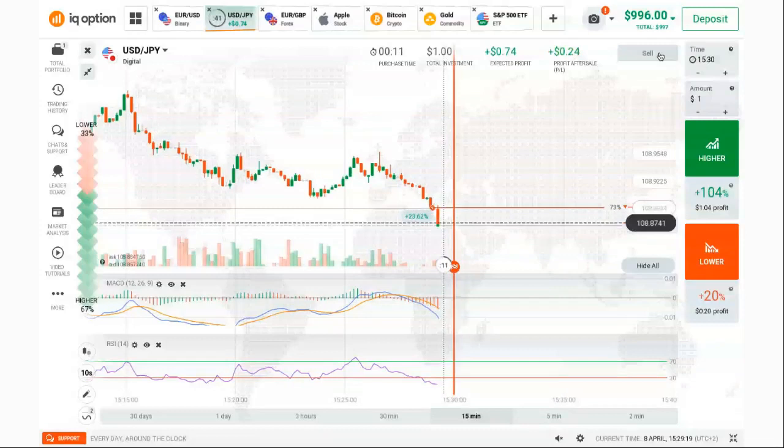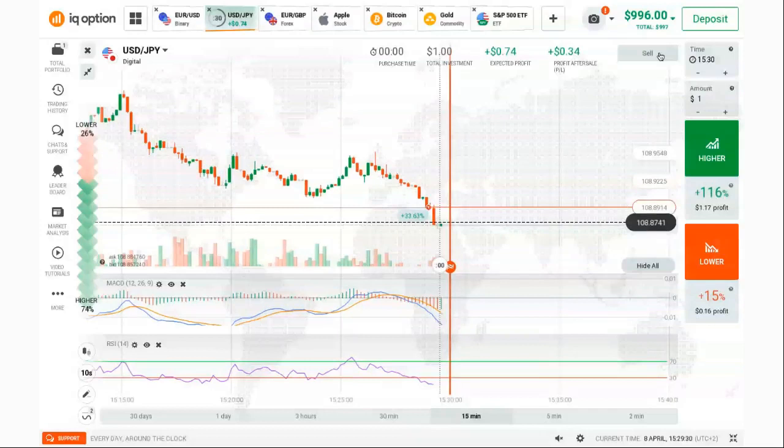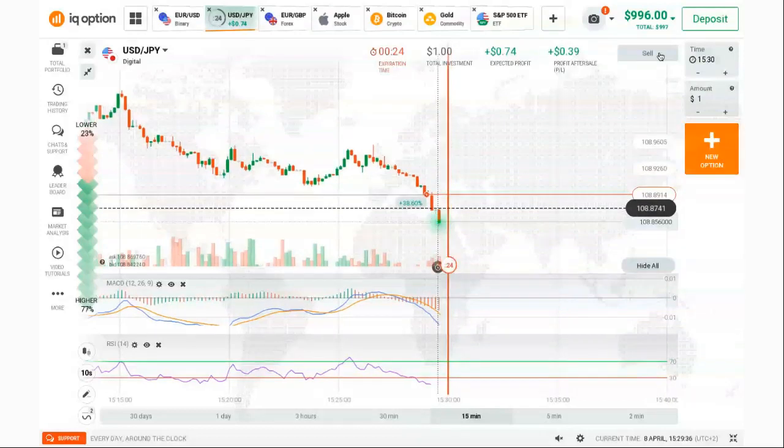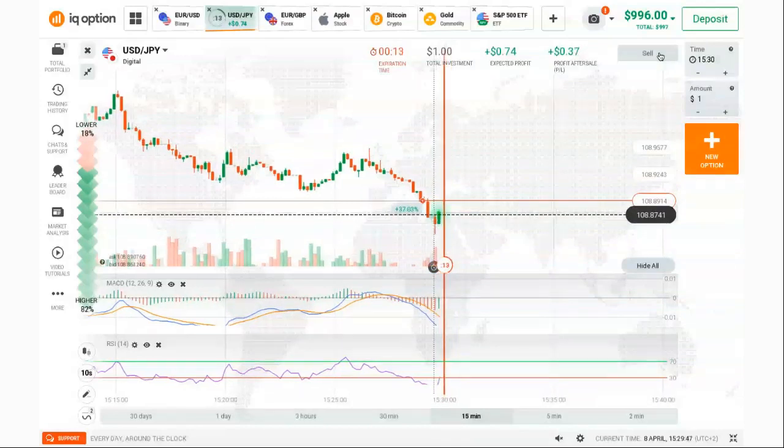If I sell early, can you see I can take some profit? I don't have to wait until the end. I can say that I'm happy with 28% profit or 33% profit, depending on the amount that you've invested. But I might say, no, it looks like it's strongly going down, so I'm going to stay on it and enjoy this movement. Bearing in mind, there's no safe trades. So if you feel comfortable to close early, close early.